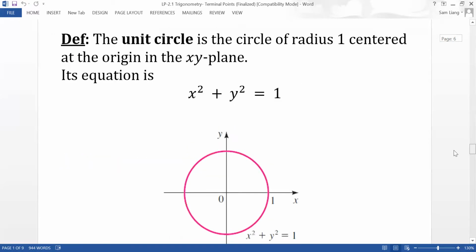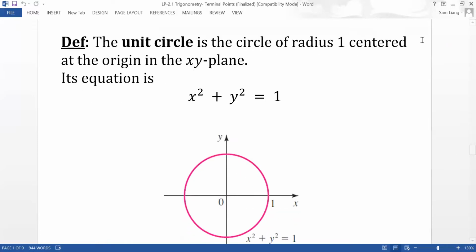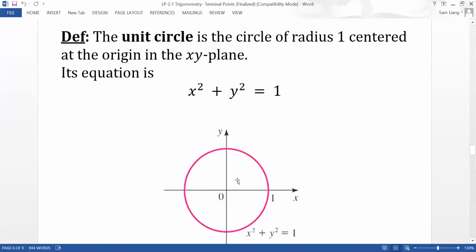Okay, so here it is. So the definition of the unit circle. The unit circle is the circle of radius 1 centered at the origin in the xy plane. Its equation, as we just saw in the do now, is x squared plus y squared is 1. And again, here's the graph. Okay, so radius 1, center at the origin, it's a circle, right? Those are the 3 main things, right? It's a circle, radius 1, center at the origin.